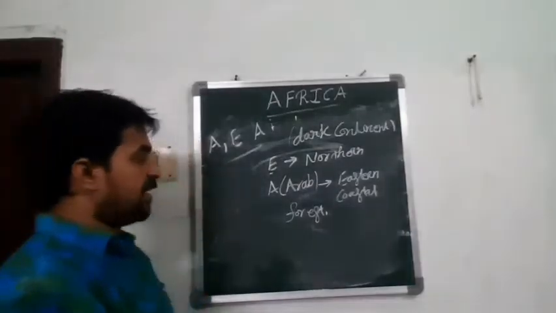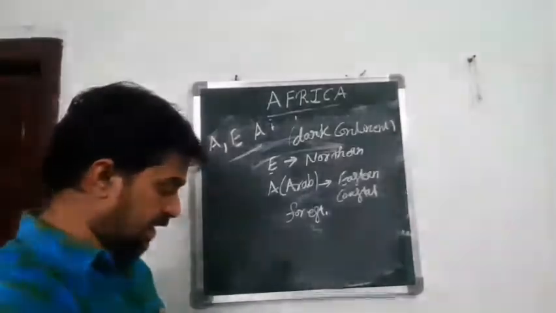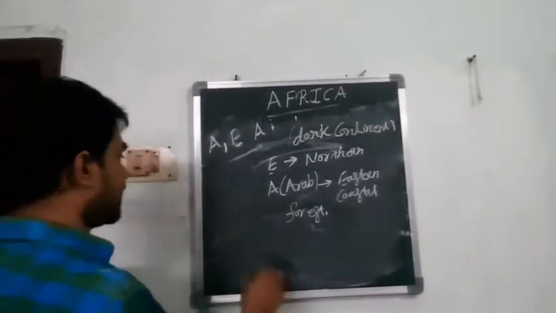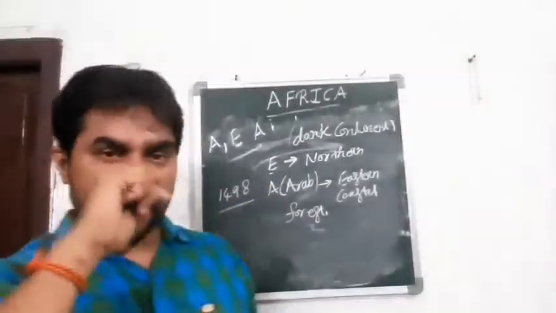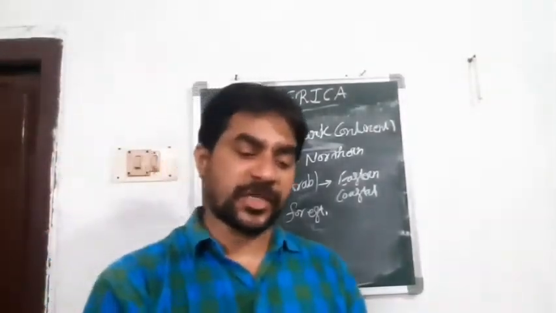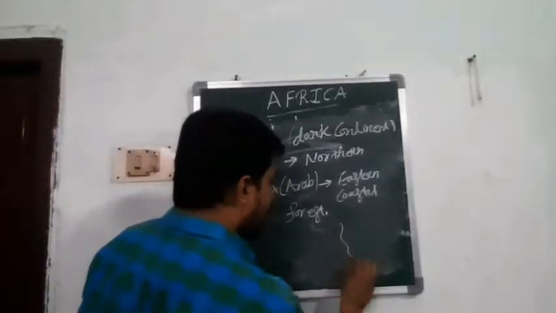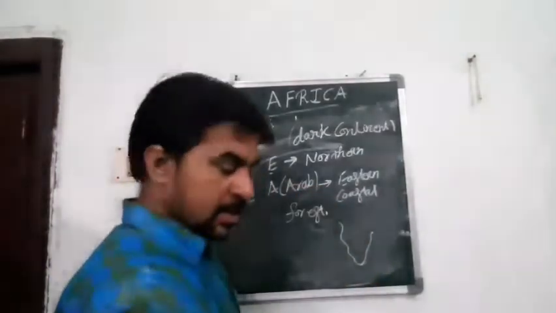So about 500 years ago, in 1498, Vasco da Gama was trying to find the sea route, and he was coming from Europe. So see properly.